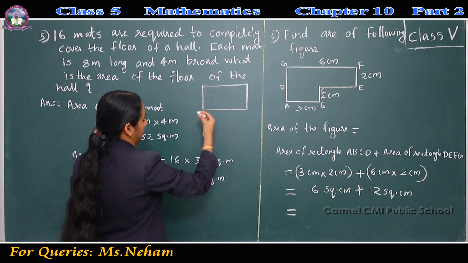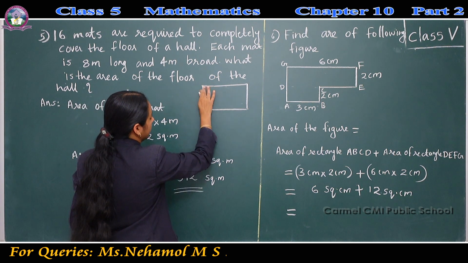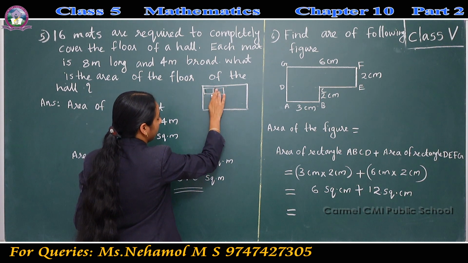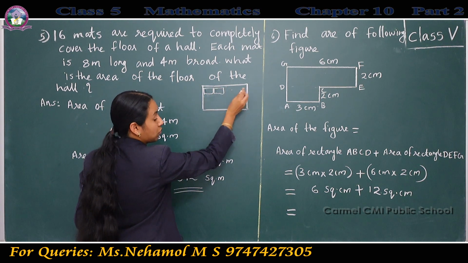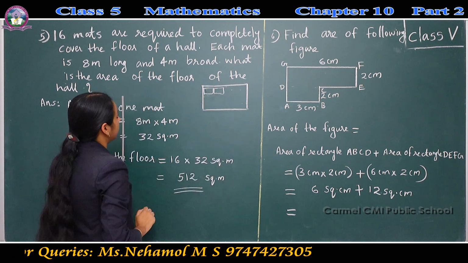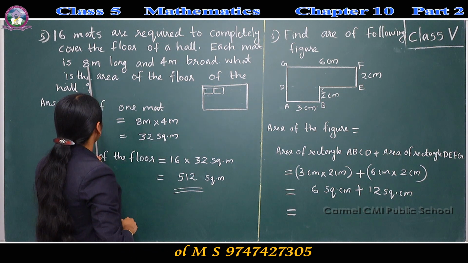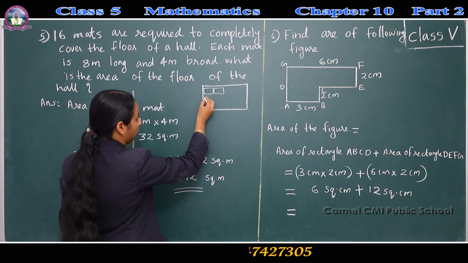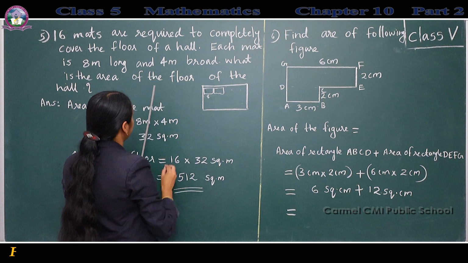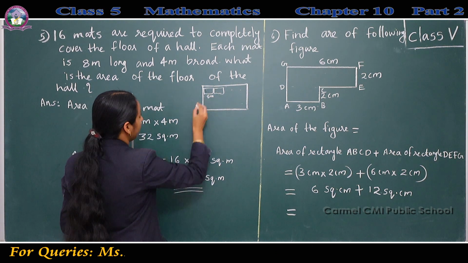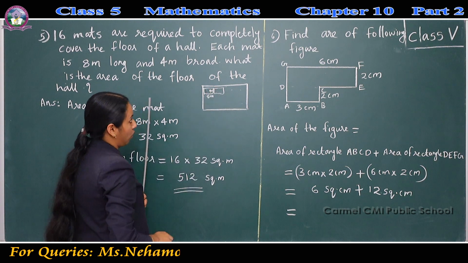Suppose this is the floor. Then 16 mats are required to cover it this way. How many mats are required? 16 mats are required to completely cover the floor of the hall. And each mat is 8 meter long. So, length and breadth of the mat are given, 8 meter long and 4 meter broad.